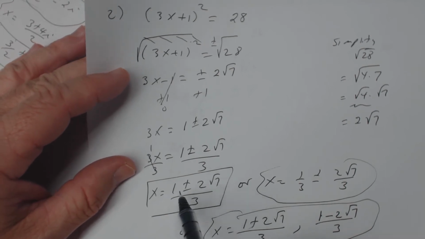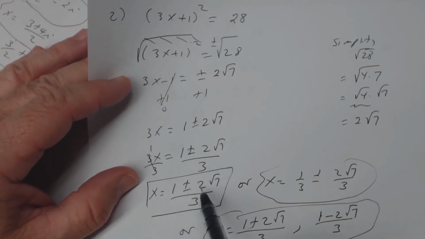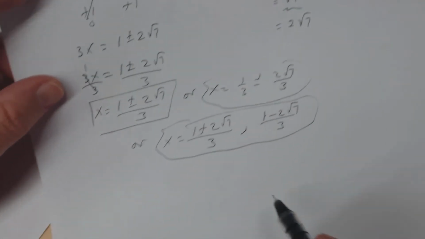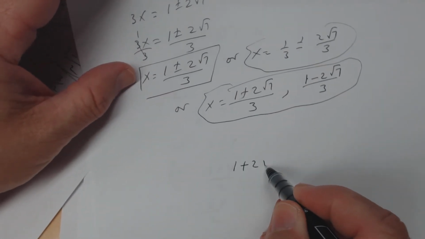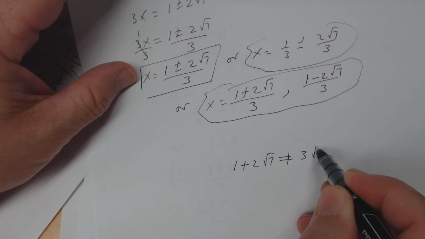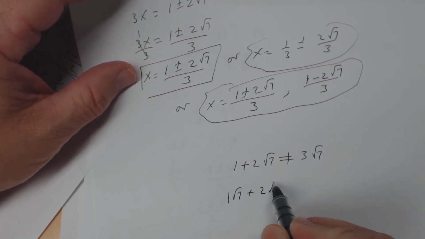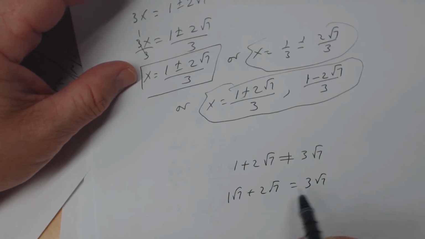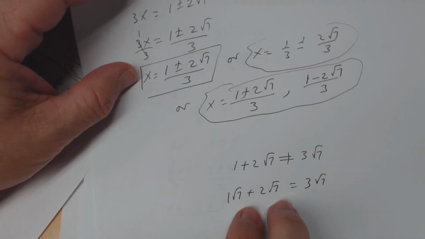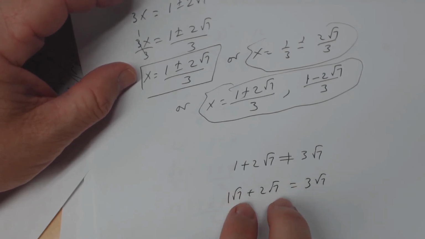I cannot combine them. Don't say 1 plus 2 square root of 7 is 3 square root of 7. That is not true. 1 plus 2 square root of 7 does not equal 3 square root of 7. 1 square root of 7 plus 2 square root of 7 equals 3 square root of 7. Notice, when you're dealing with radicals, they're like terms only if they have the same radical, the same index with the same radicand. Okay, and all you do is just add their coefficients.